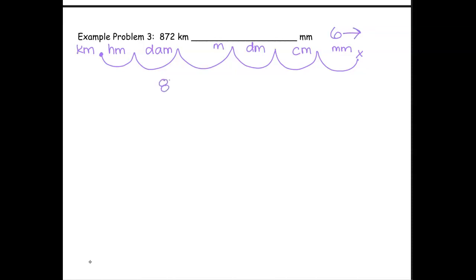So 872, and I know that the decimal is here, because at the end of a whole number, that's where the decimal would be. So then I'm going to go the same amount that I counted in the same direction. 1, 2, 3, 4, 5, 6. And then I'm going to put in zeros for the empty bubbles. And rewrite my answer neatly.